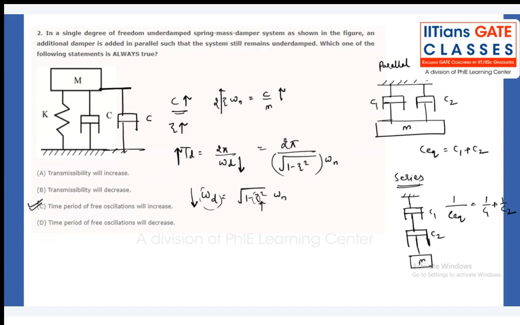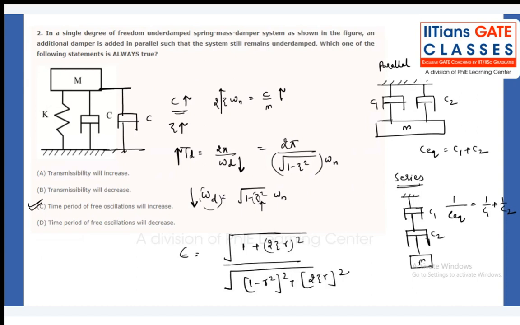C is correct. What about A and B? Transmissibility, when you write the formula in the form of zeta, 2 zeta r whole square. See, zeta is there in the numerator also, in the denominator also. So we cannot decide whether transmissibility will increase or decrease, right? So definitely A and B are not correct. This word 'always' is very, very important in the GATE exam. But the time period will always increase because omega d will decrease.